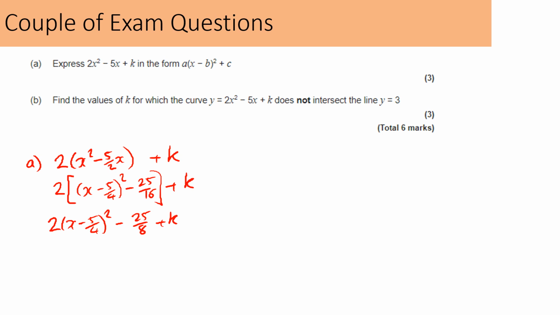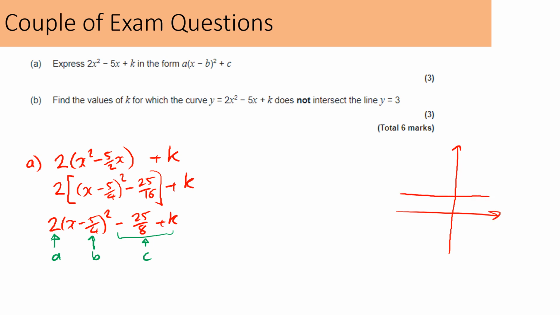And is that as simple as we can do it? Yeah, that basically is. So as far as this is concerned, our a is equal to 2. Our b is equal to 5 over 4. And our c is equal to this nonsense here. K minus 25 over 8, maybe. So it says we want to find all the values of k where this line does not intersect the line y equals 3.